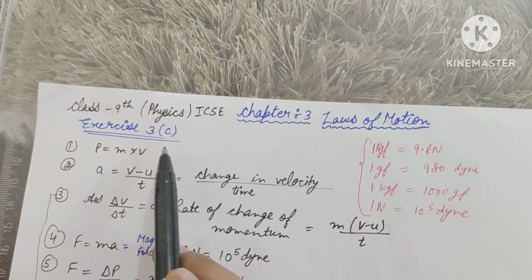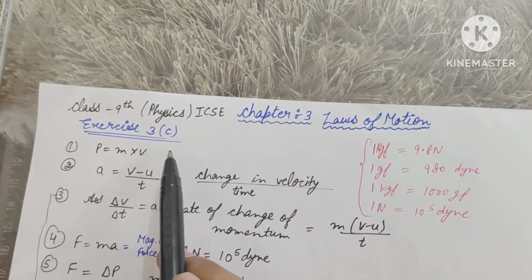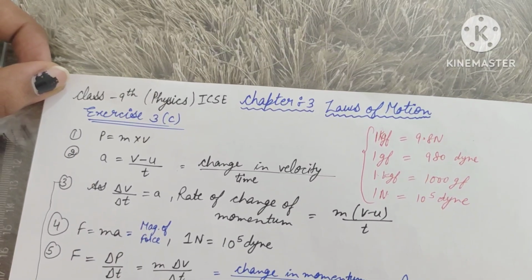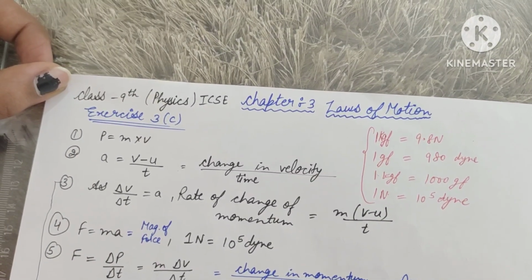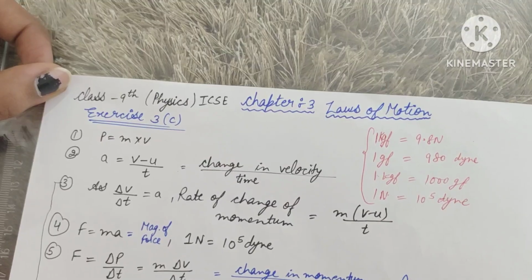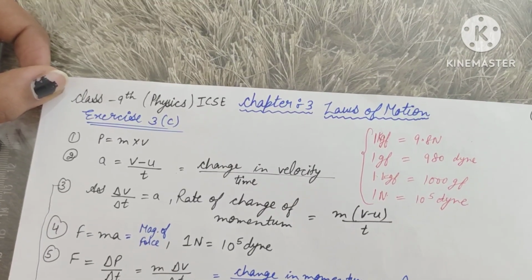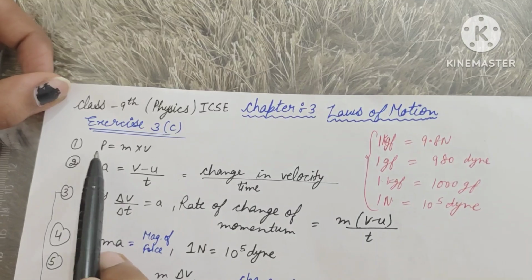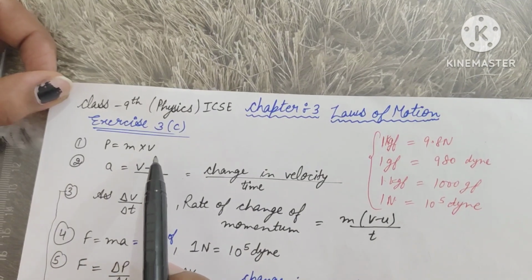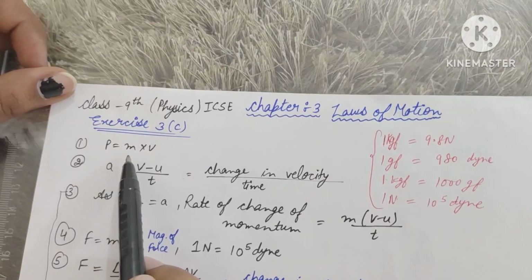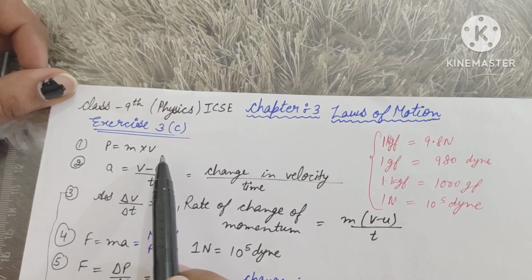So before starting all the numericals, we are going to take a look at the important formulas which we need to solve the numerical problems of this exercise. So let's take a look at these points. First one is P equals m into v. What is P here? It is the linear momentum, whose value is equal to mass into velocity of the object or given body.